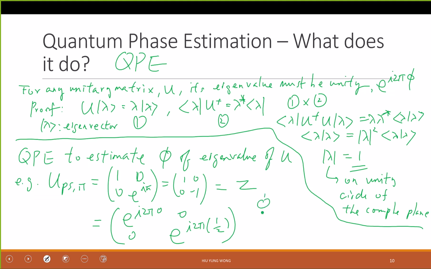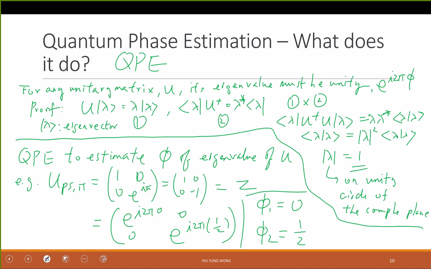So, I have two phases. The first phase, for the first eigenvector and eigenvalue, is equal to 0. The second phase, for the second eigenvector and second eigenvalue, is 1 over 2. Okay? So the quantum phase estimation is to find out 0 and 1 over 2. That is the purpose of the quantum phase estimation. Right? I give you an example.